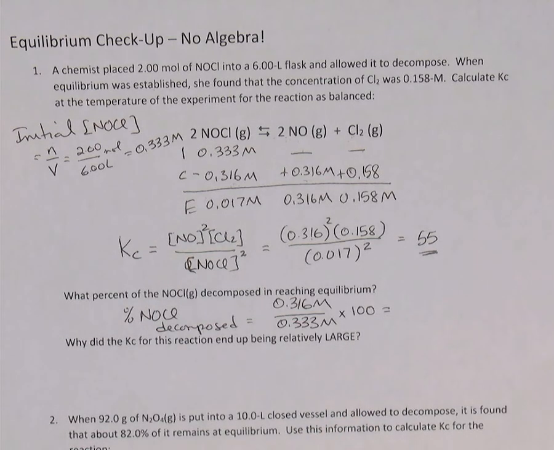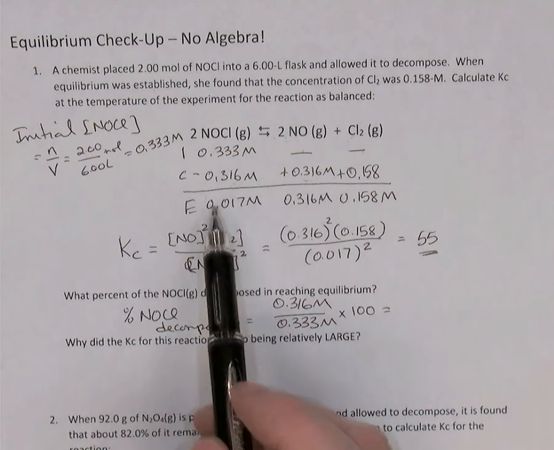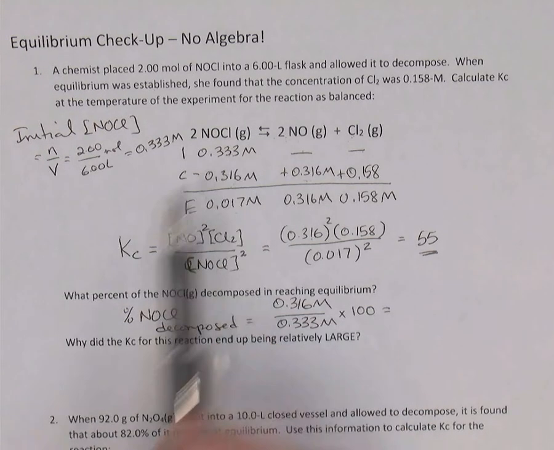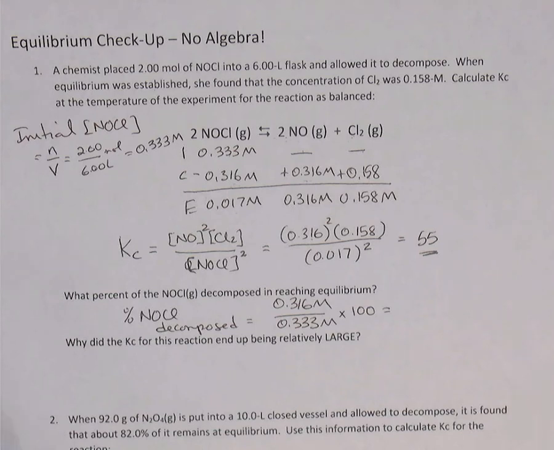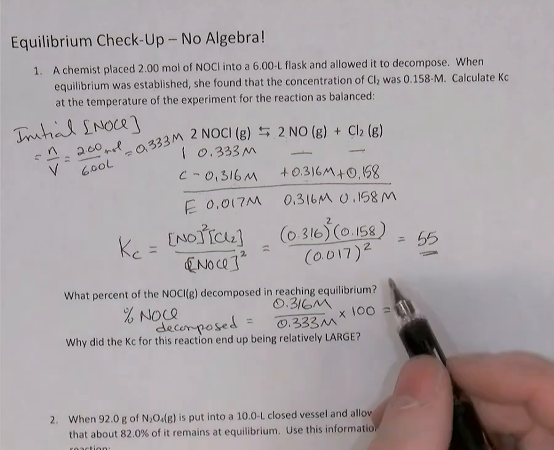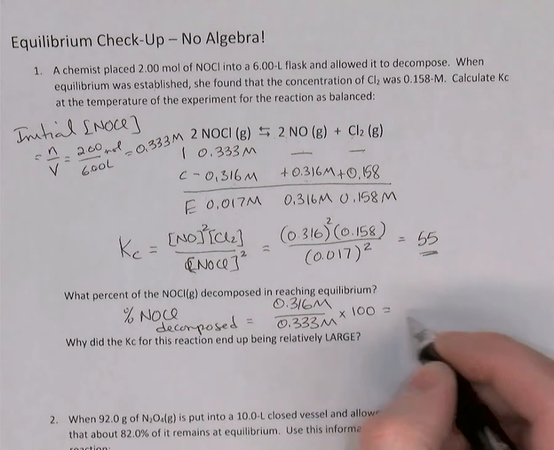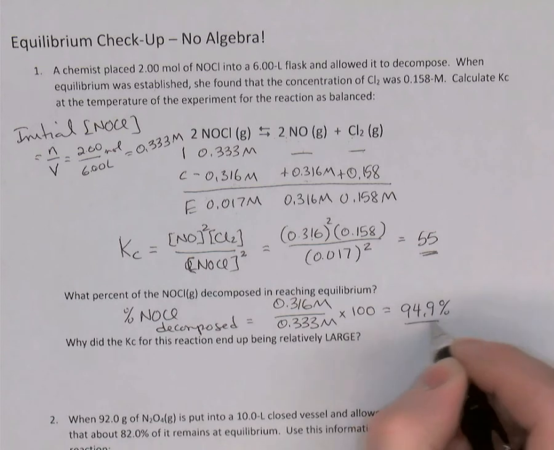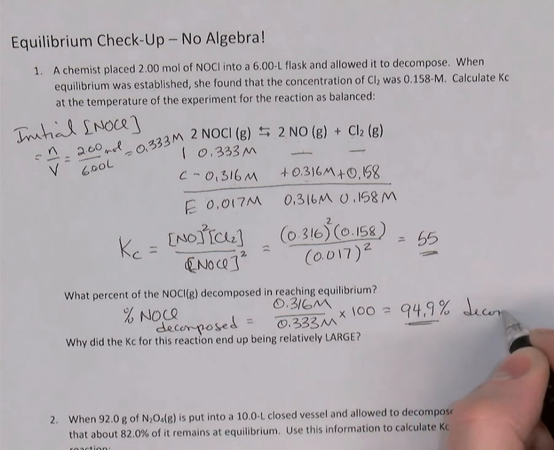Now, if we were asking what percent of the NaCl remains, or what percent is present at equilibrium, then I would focus on the 0.017 number, the equilibrium number, and divide that by the starting amount and times by 100. So 0.316 divided by 0.333 times 100 gives me 94.9%, almost 95%. Decomposed.